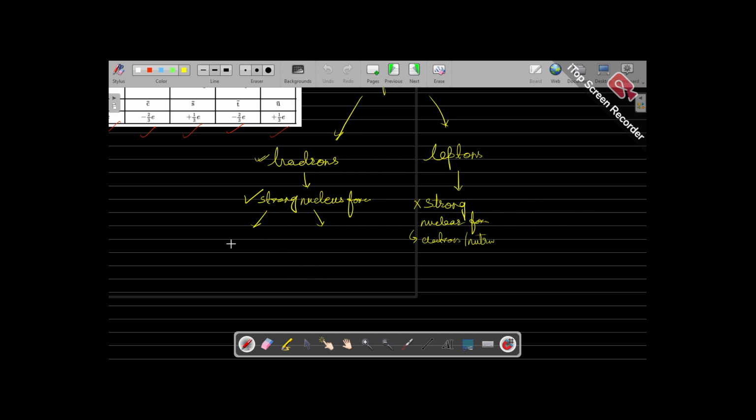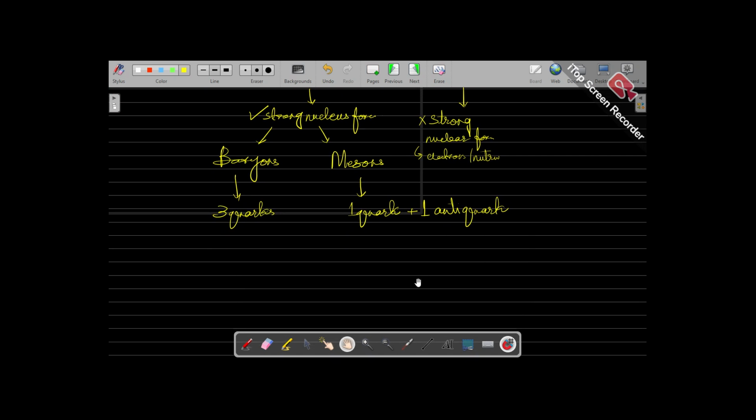When it comes to hadrons, we have baryons and then we have mesons. Baryons are the ones which are made up of 3 quarks, and mesons are the ones which are made up of 1 quark and 1 antiquark. Further to these categories, let's just exemplify them.